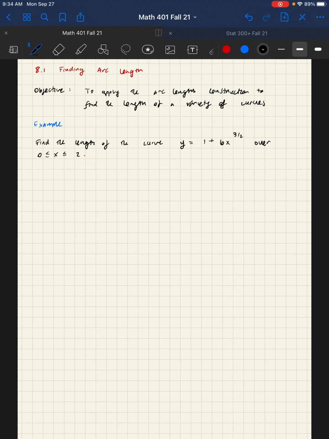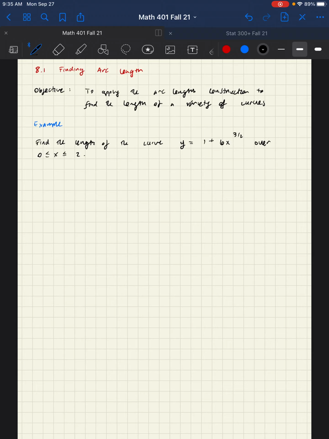We're still in section 8.1. This video is titled Finding Arc Length. Our objective here is to apply the arc length construction that we just developed to find the length of a variety of curves. So fair warning, these integrals can be pretty hairy because of the nature of the integrand that we have. It's a square root of 1 plus a derivative squared. So it can get pretty nasty, but we're going to work through them carefully.